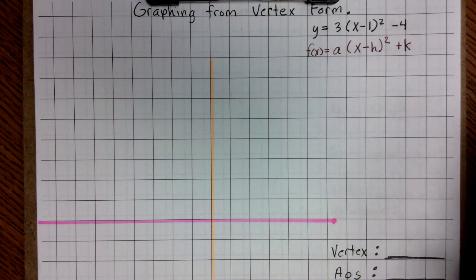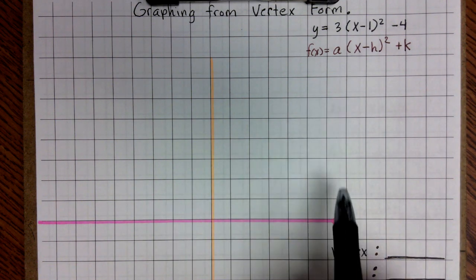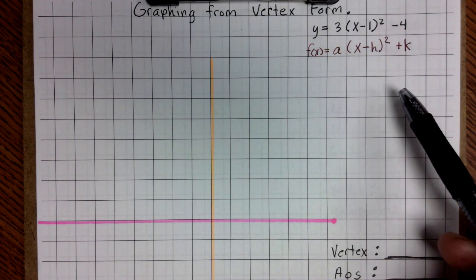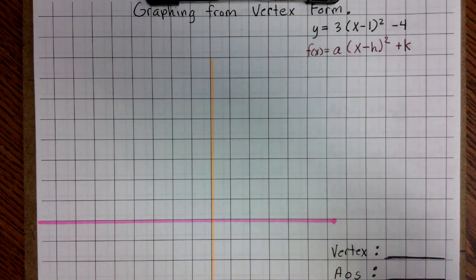This video is going to be how to graph from vertex form and how you can get your vertex, your axis of symmetry, and the y-intercept when you're given a problem like this and you're told by your teacher that you can't use a calculator like is usually done. So let's go ahead and take a look at how we would do that.